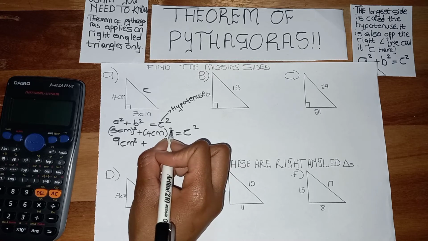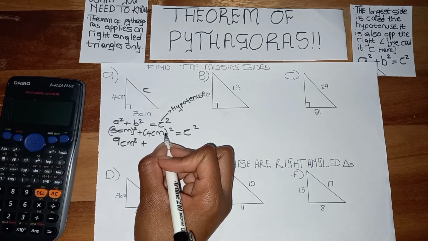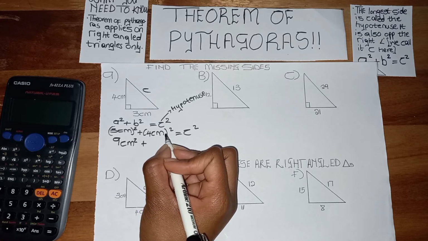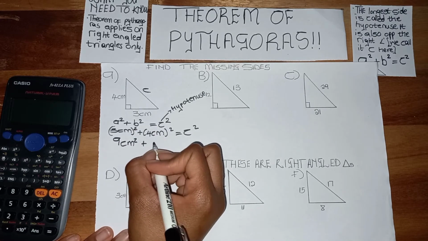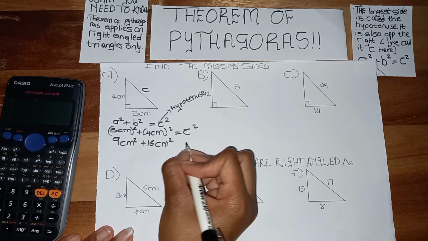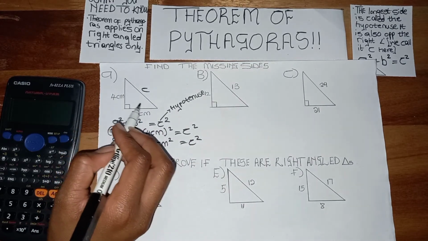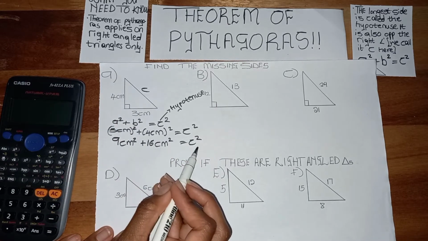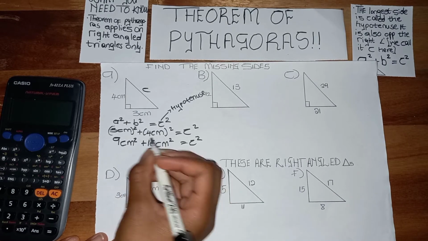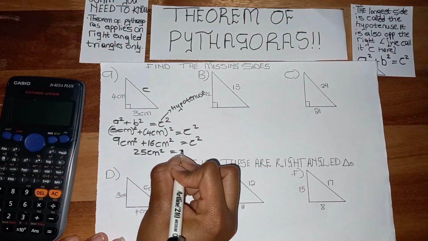So if it's 4 squared, 4 to the exponent 2, it means that 4 must be multiplied by itself 2 times. It means 4 centimeters times 4 centimeters, which is 16 centimeters squared. So the sum of the squares of the two legs equals the hypotenuse squared. So 9 centimeters squared plus 16 centimeters squared equals 25 centimeters squared, which equals c squared.